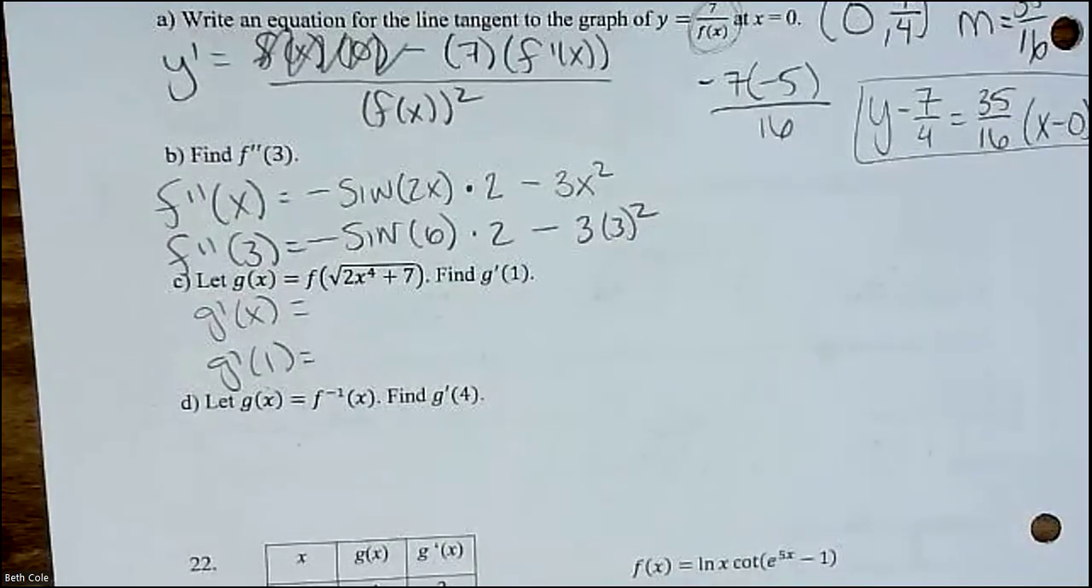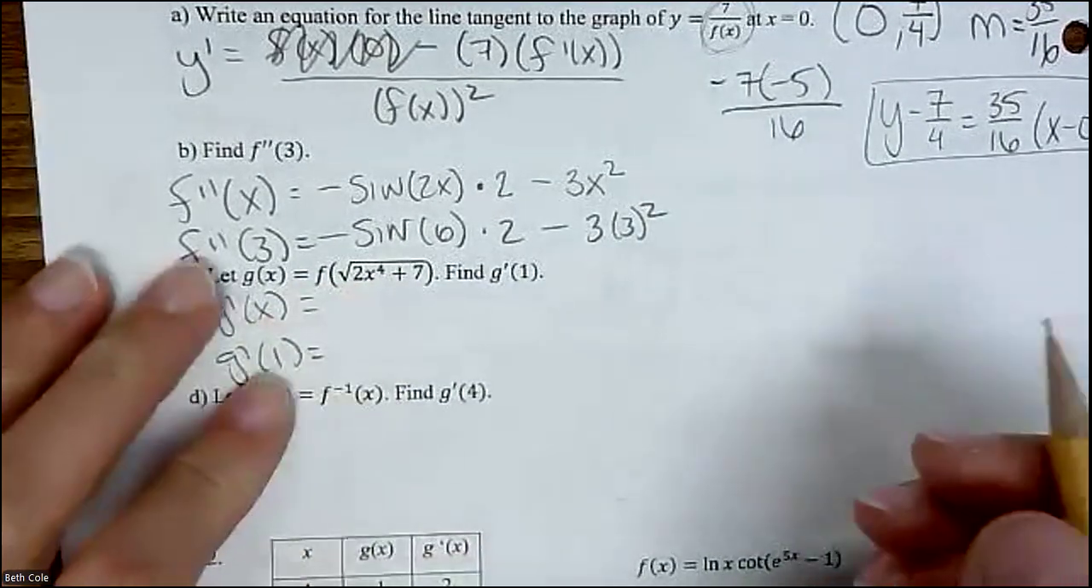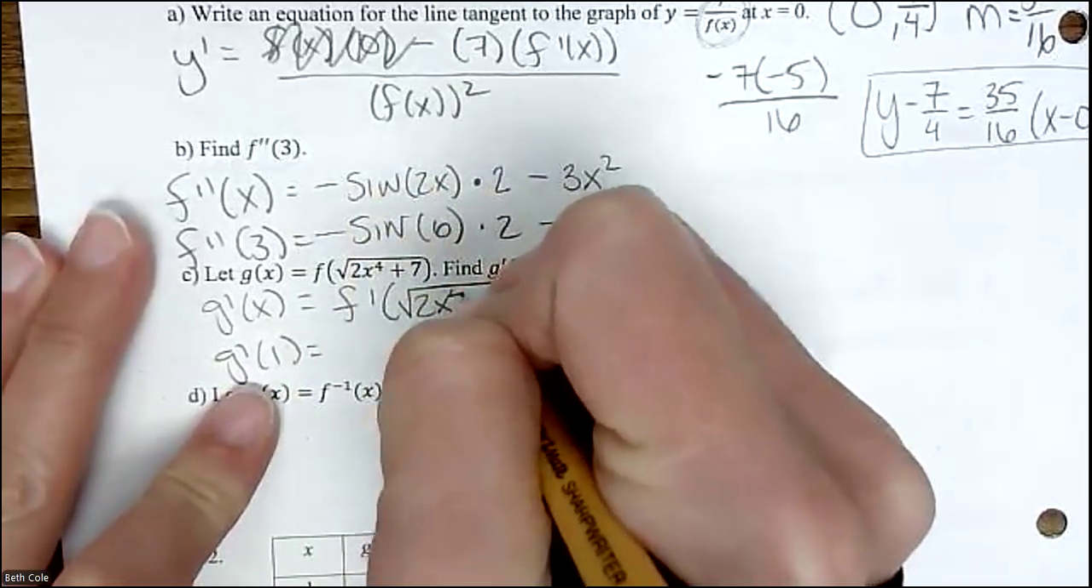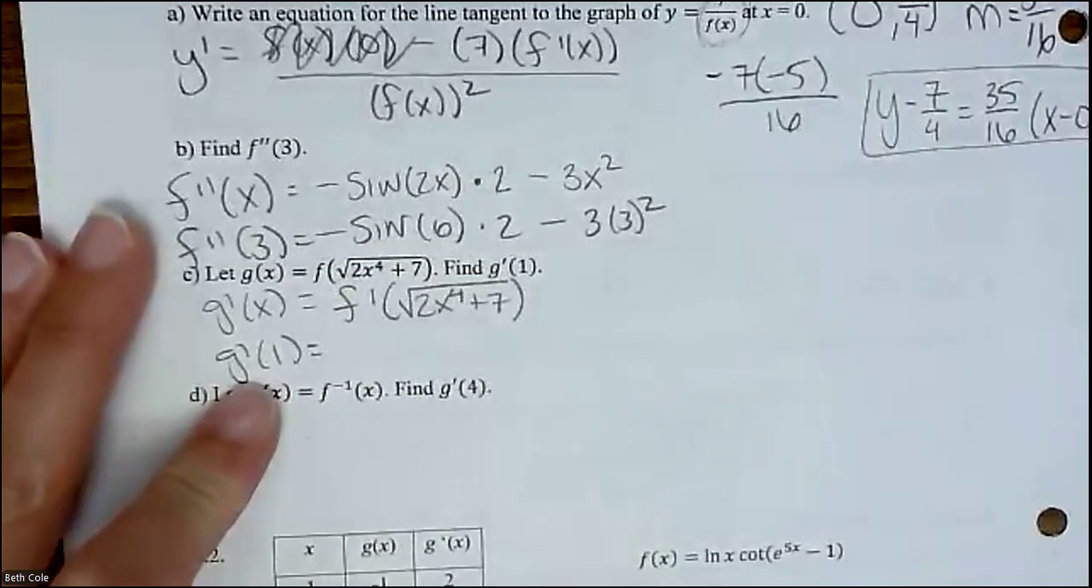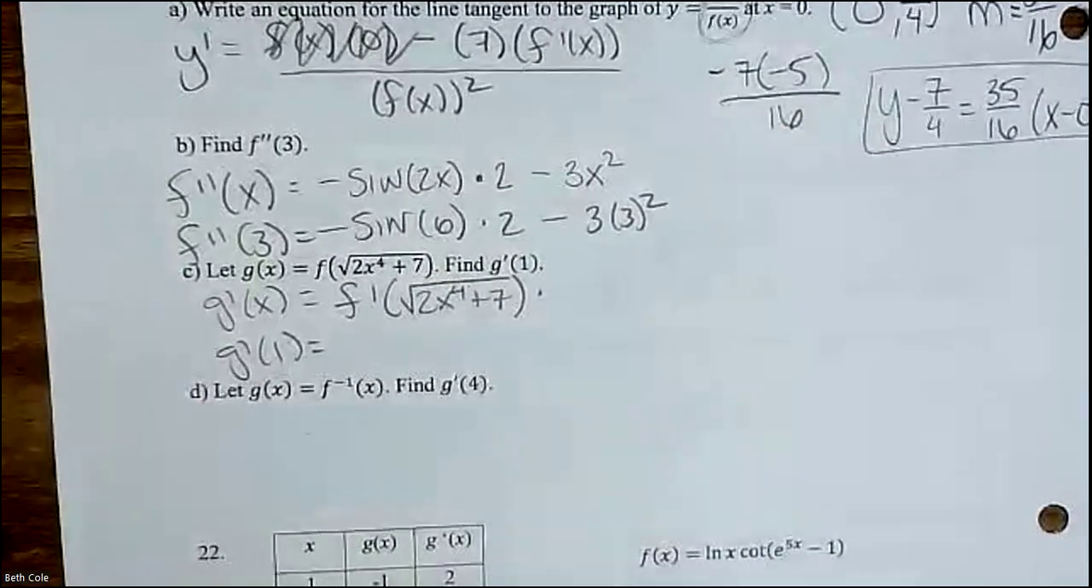What rule is that? What rule are we going to have for that one? Chain. 3 links in the chain. F, and then square root, and then the stuff inside. So it's going to be f prime of all of that times, what's the derivative of square root?